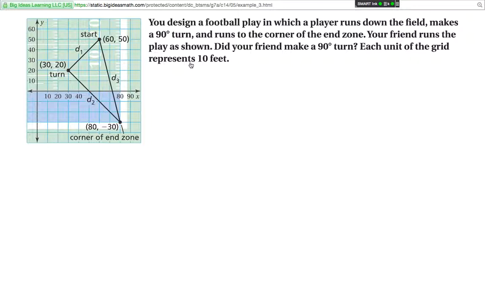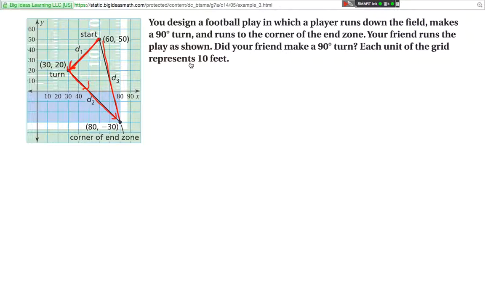So look at this picture. This is the starting point. Your buddy took off from the line of scrimmage, went this way, and then ran a little corner route right there. Is that the proper name for it? Corner route? Okay. Did he do a 90-degree turn? We have to first find the distance between these two points, then the distance over to this point, and then we can find the distance of this point here. If it satisfies the Pythagorean theorem, then we know for a fact he did it correctly. So the first thing we need to do is find the distance between these two points.